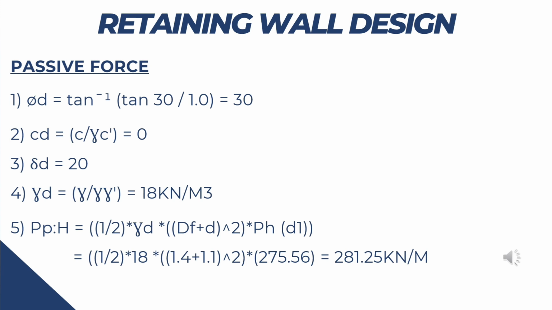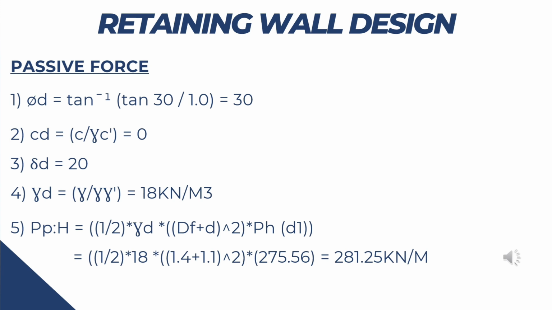So the theta D is 30, with the calculation of inverse tangent times tangent 30 divided by the partial factor, and then CD is 0, delta D is 20, gamma D is the gamma divided by the factor, which is 1.0. The total is 18 kN per meter cube.